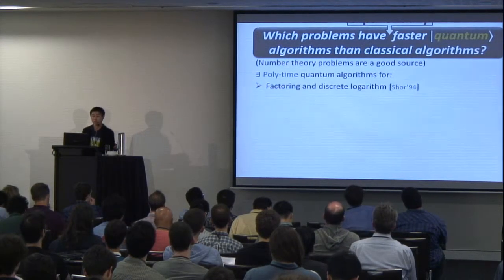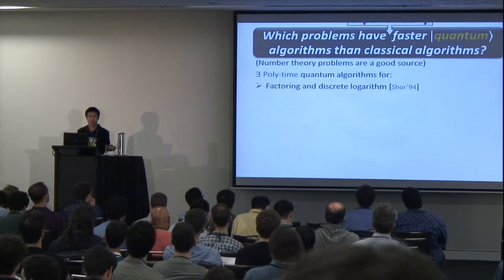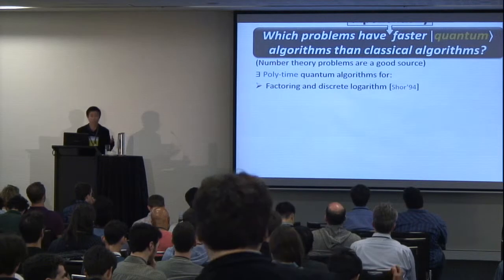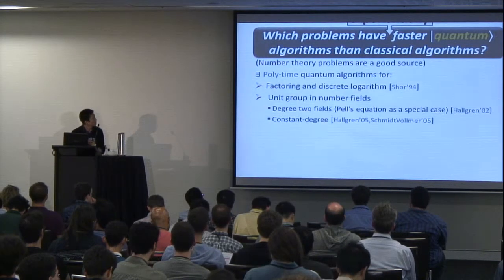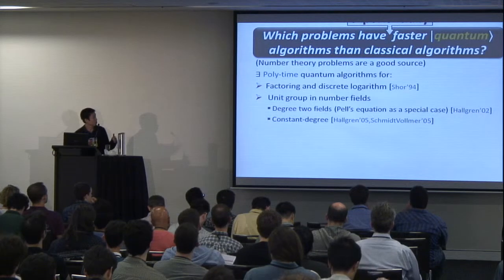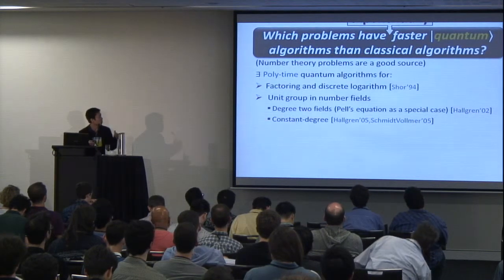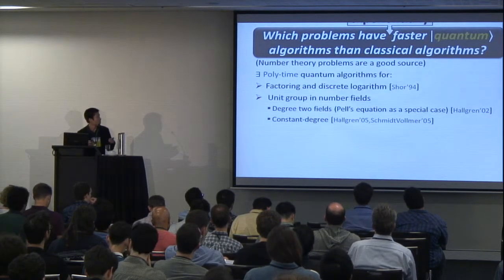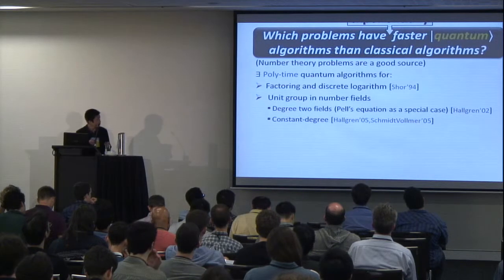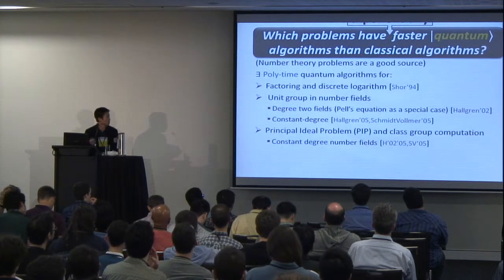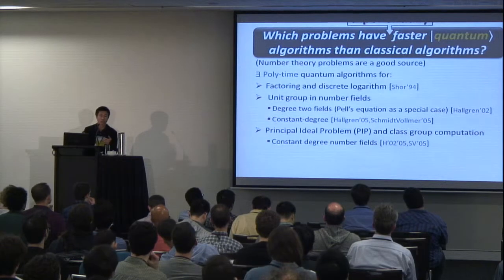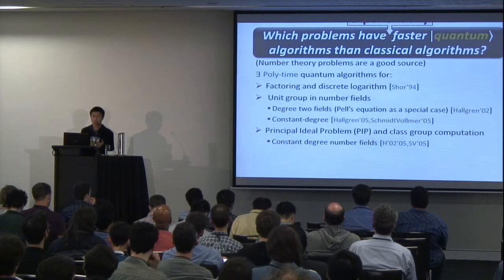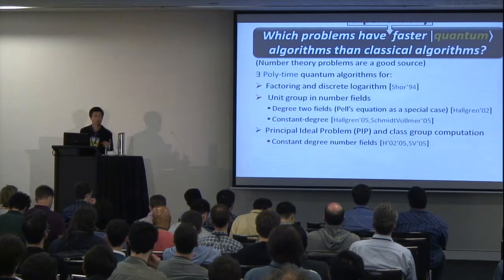In the breakthrough work by Peter Shor, he showed how to solve factoring and discrete logarithm efficiently on a quantum computer. This had tremendous impact on both quantum computing and cryptography. Later, Hallgren extended Shor's algorithm and solved the problem of computing the unit group in number fields, first in degree 2 fields and later in any constant degree number fields. Similar techniques also gave efficient quantum algorithms for other problems in constant degree number fields, for example, finding a generator for a principal ideal and computing the structure of the class group.